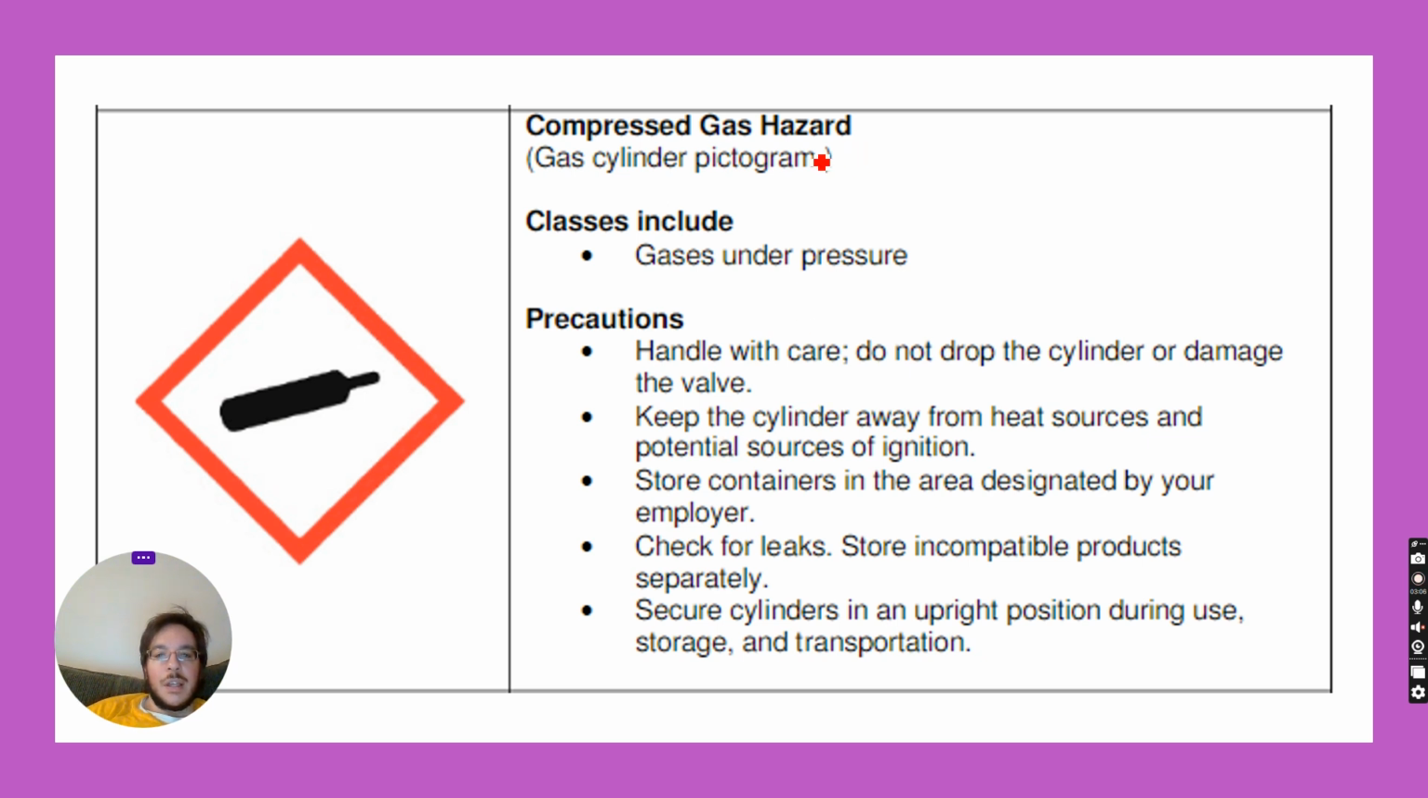And then compressed gases are gases that could explode, but maybe not, they're not explosion-type gases, but they're under really high pressure. So they could burst and cause physical damage. The symbol looks like a rolling pin with one handle, and you want to handle these with care. Do not drop the cylinder and store the container in an area designated by your employer.